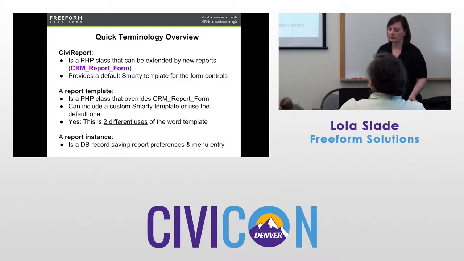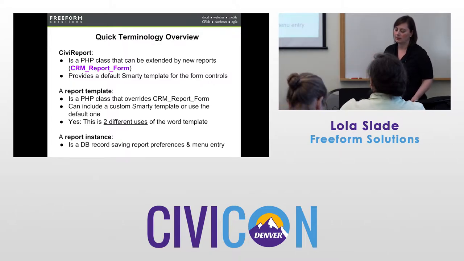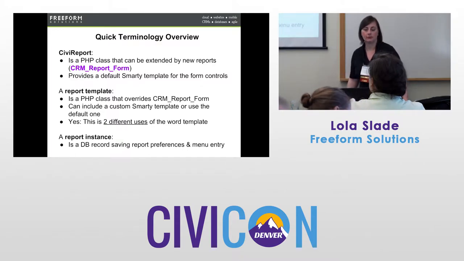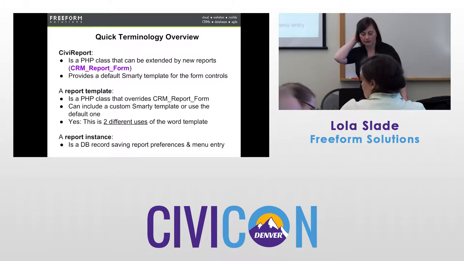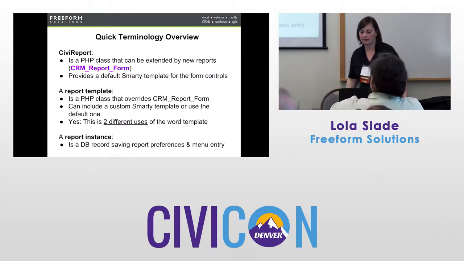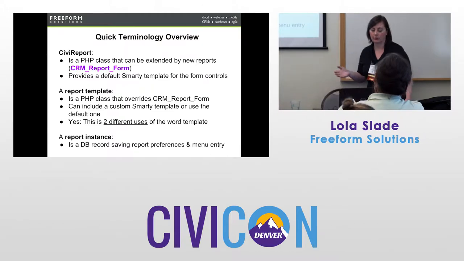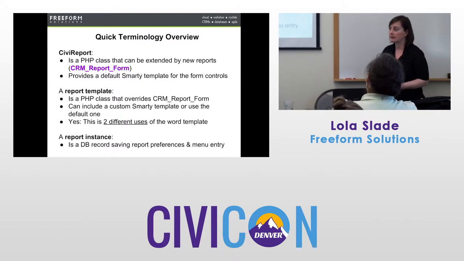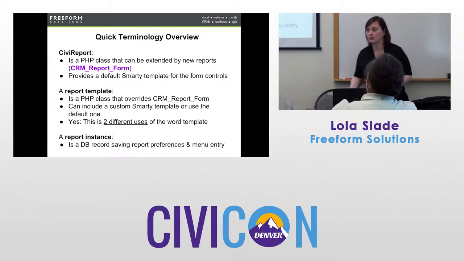So when you create a new PHP class, you create yet another form for users to select columns from and save as reports in your menu. So basically, a report template is a new report form. You can also build a custom Smarty template for your reports. And there's some great examples of that in the core. Or you can use the default one. So the Smarty template and report template terminology, that's something to keep straight. Hopefully I will try to make sure to say, instead of just template, Smarty template or report template.